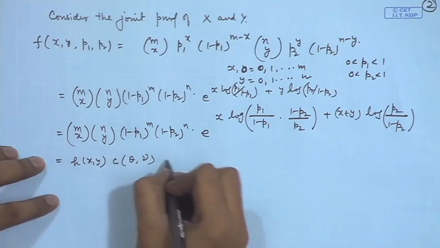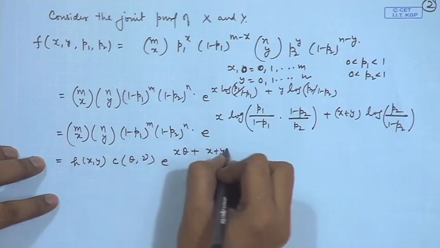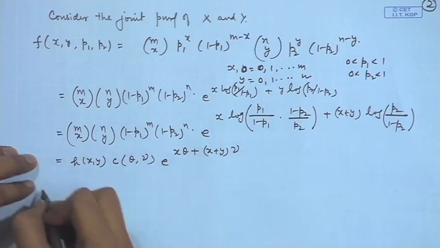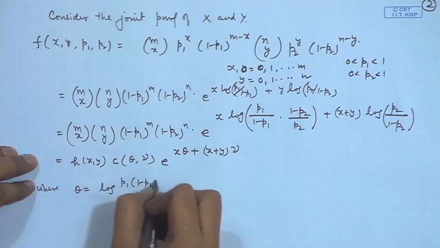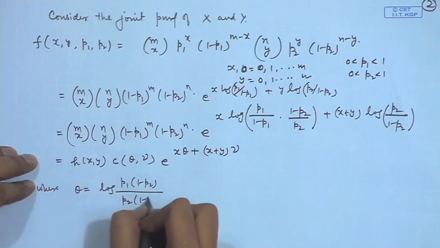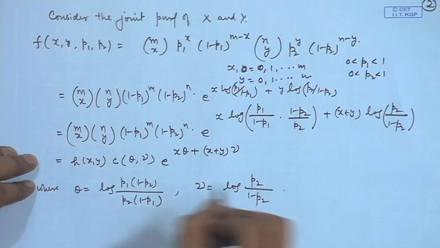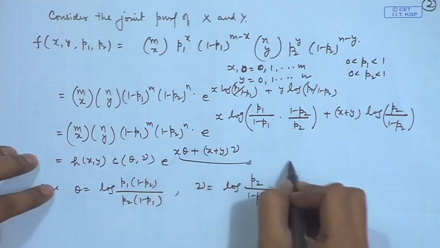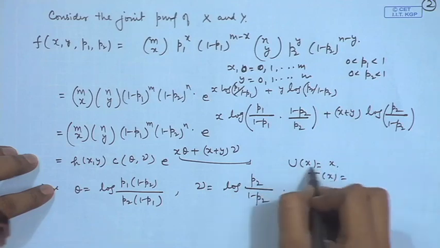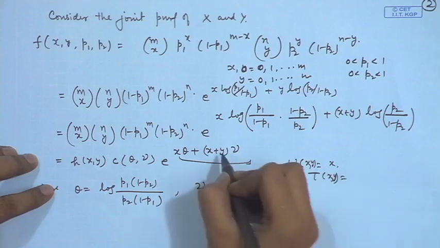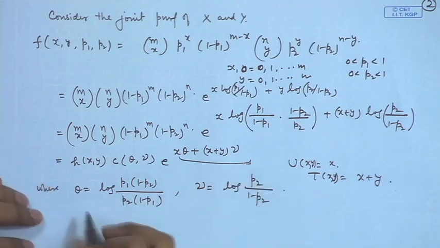So, I am calling it c of theta nu, e to the power x theta plus x plus y nu, where this theta is actually log of p 1 into 1 minus p 2 divided by p 2 into 1 minus p 1, nu is equal to log of p 2 divided by 1 minus p 2, and then this u of x we can take to be x and t of x we can take to be x plus y. We give some names here.